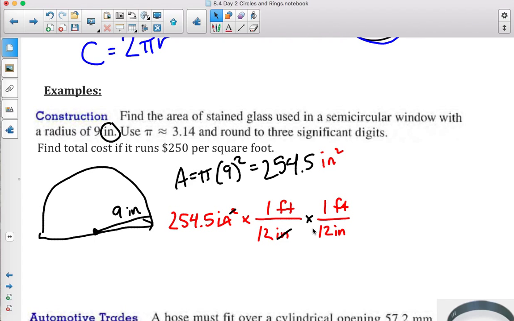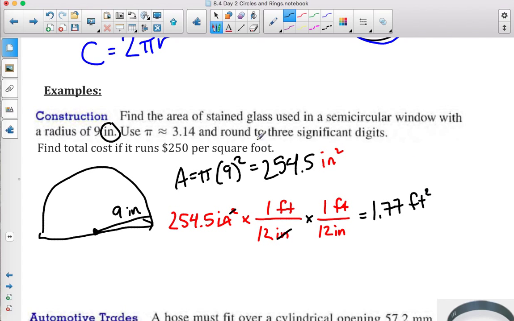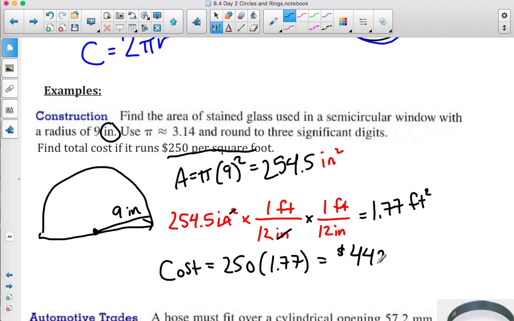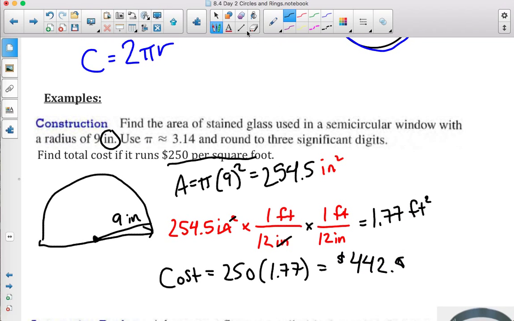So really it's 254.5 divided by 144. That gives me 1.77 square feet, much more reasonable. And I know it's $250 per square foot, so my total cost is 1.77 square feet times 250. The total cost of that stained glass is going to be $442, whoa, I don't know how that happened, and 50 cents.